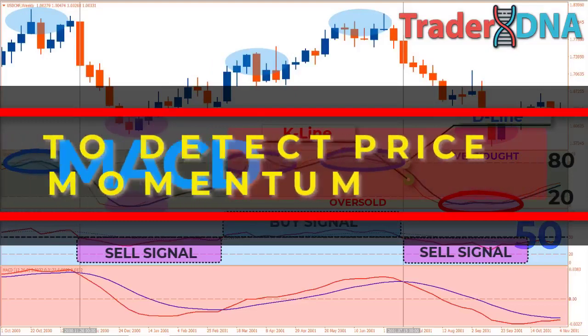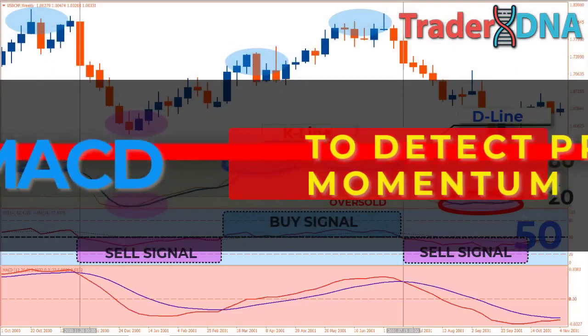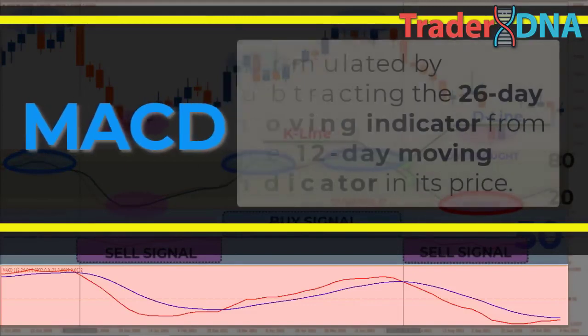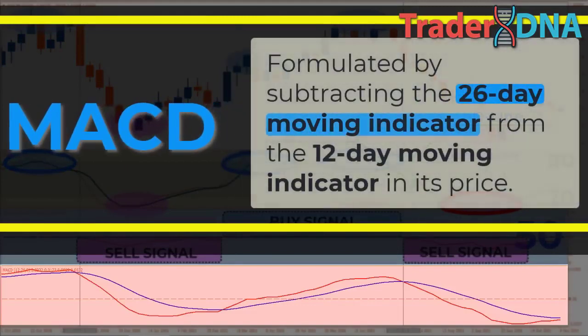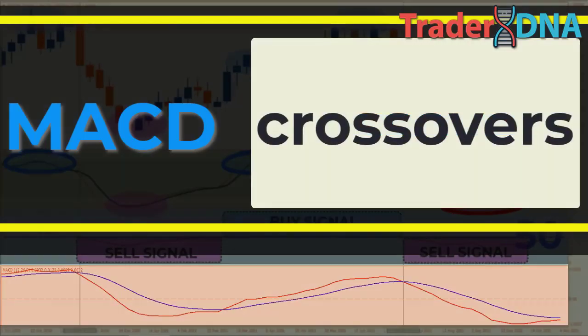MACD to detect price momentum. MACD, or Moving Average Convergence Divergence, indicates price trends and market directions, a momentum indicator. It is formulated by subtracting the 26-day moving indicator from the 12-day moving indicator and its price. The common strategy to use with the MACD is through crossovers.